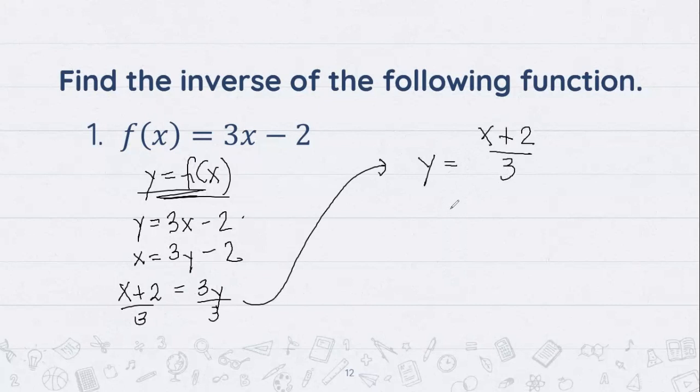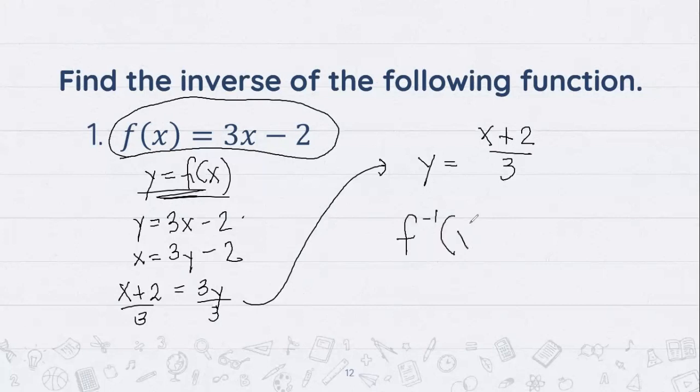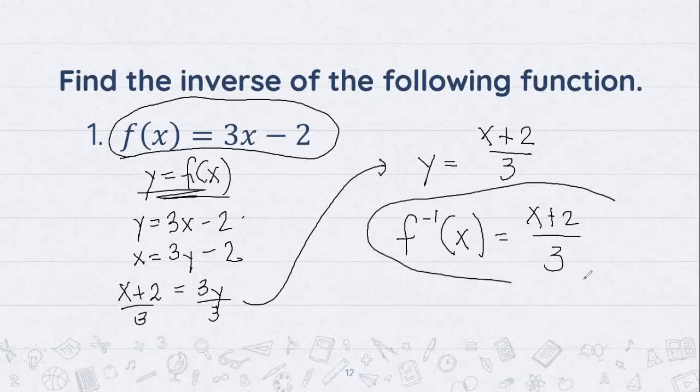Ngayon class, balik tayo. This is the inverse. Inverse to siya. Tignan nyo class, ano yung ginamit doon sa original function? F of x ba or y? So obviously, f of x, tama? Since f of x ang ginamit natin, kailangan ibalik natin siya sa f of x. Pero i-denote natin na siya ay inverse. And to denote that it is an inverse, dapat may negative 1 na exponent. So we have f raised to negative 1 of x is equal to x plus 2 over 3. So this is our inverse.